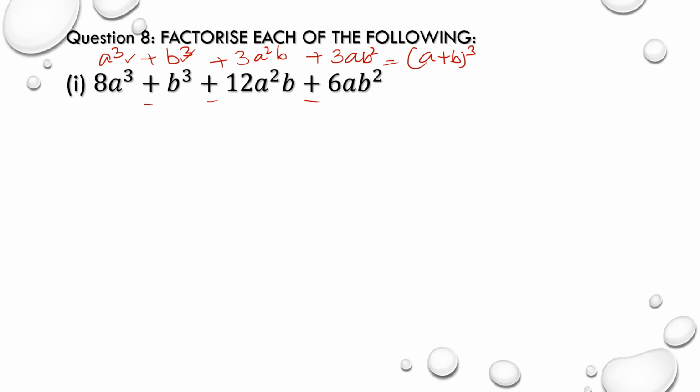When in the question it is written expand, we write it this way. We write it in expanded form. If the question is factorize, we write it this way. Right? Now, this is 8a cube. 8a cube can be written as 2a whole cube because 8 is cube of 2.